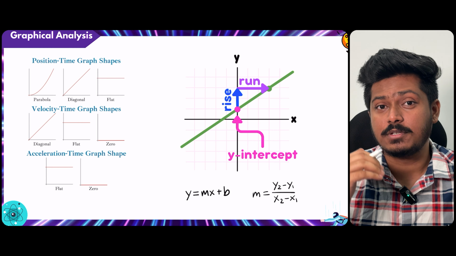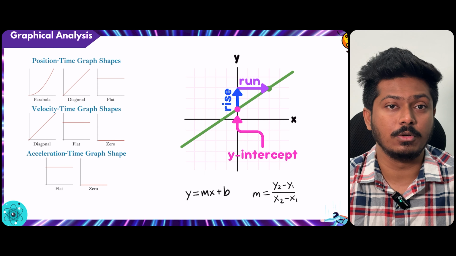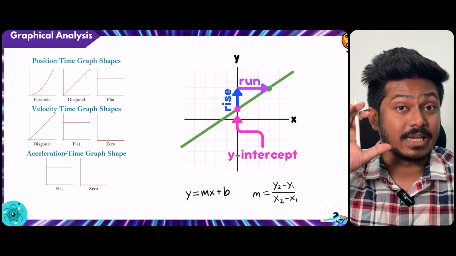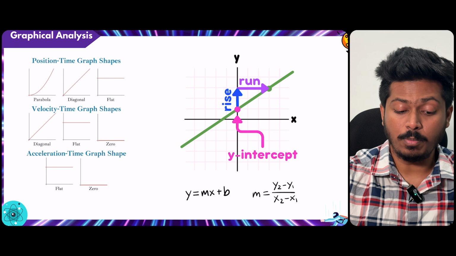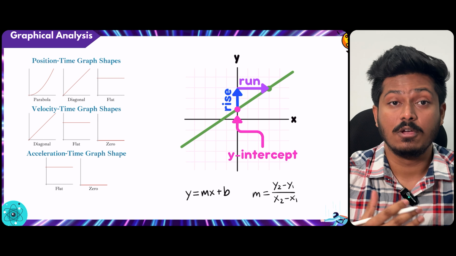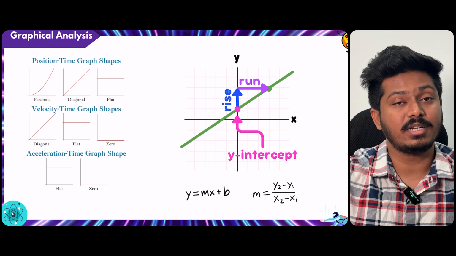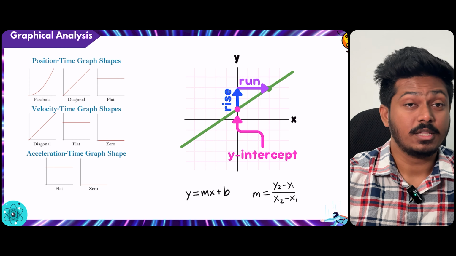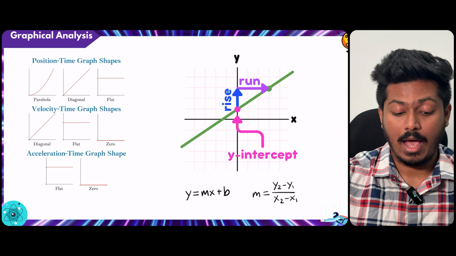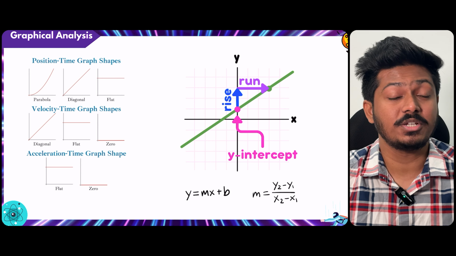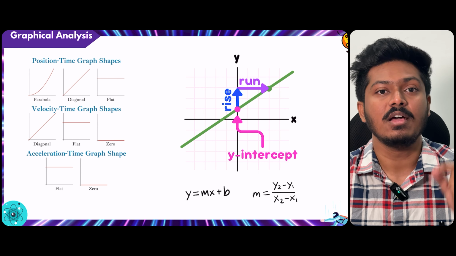Each of these graphs has a different slope value, and they also happen to have an area under the curve. The slope of the position time graph gives you velocity. The slope of the velocity time graph gives you acceleration. The area under the velocity time graph gives you displacement, and the area under the acceleration time graph gives you change in velocity. And there you go, most important concepts in a very short amount of time.